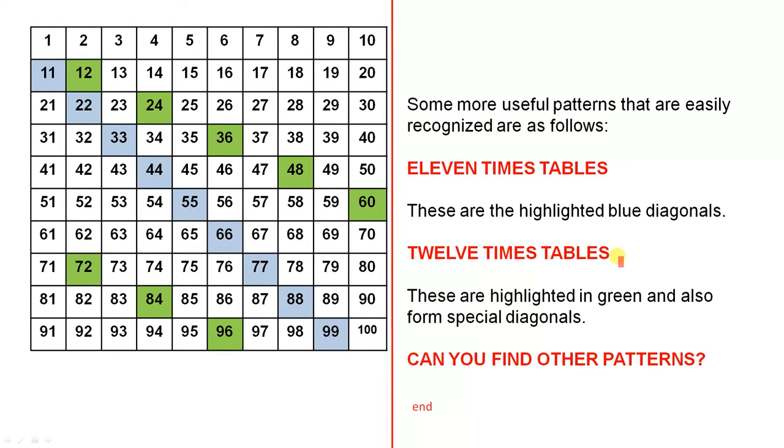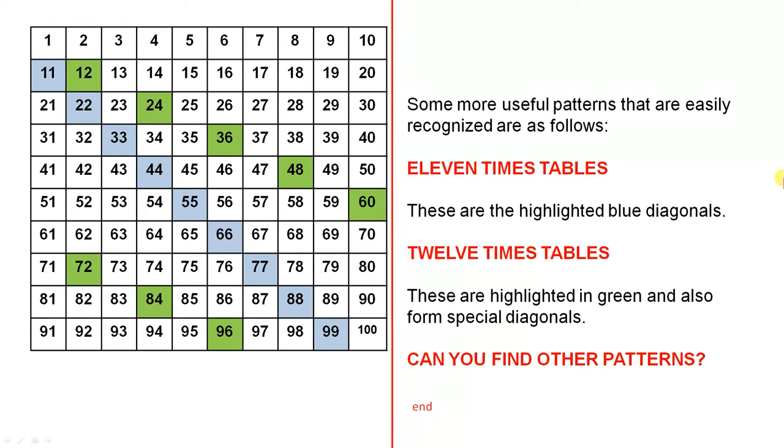The 12 times tables. These are highlighted in green and also form special diagonals. 12 ones are 12, 12 twos are 24, 12 threes are 36, 12 fours are 48, 12 fives are 60, and they continue along here.